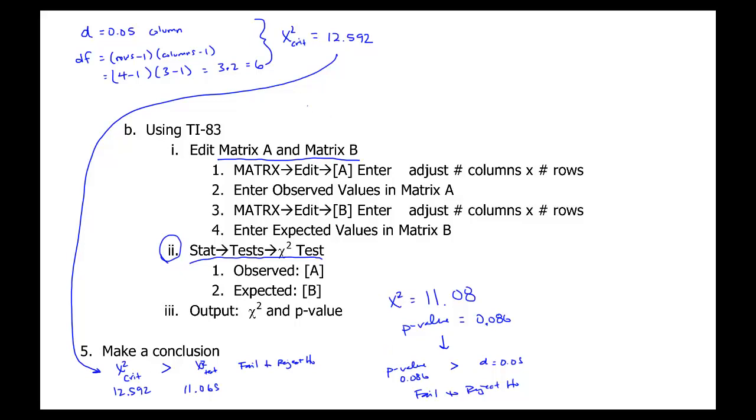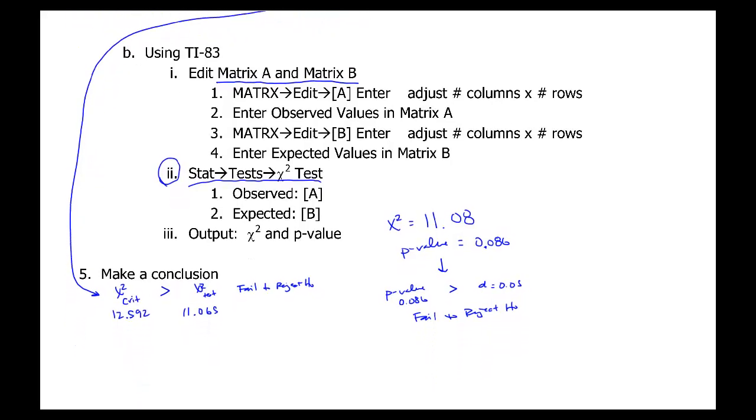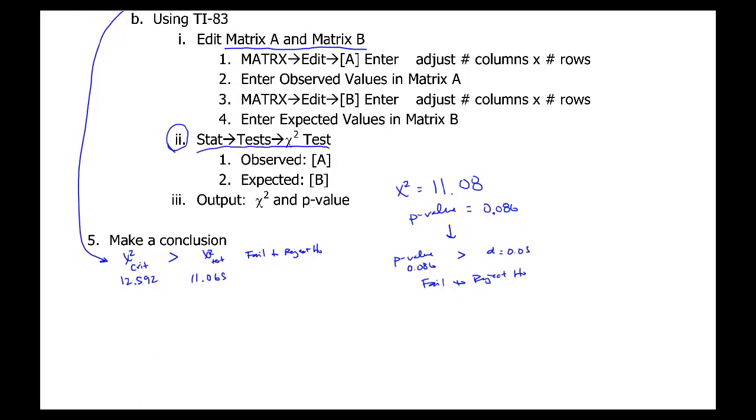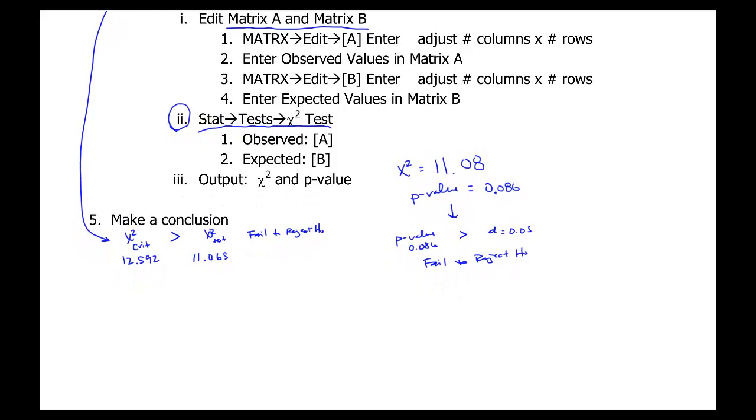You can calculate chi-squared by hand and compare it to the critical value in the table, or you can put your numbers into matrices and have your calculator do the chi-squared and p-value. Either way, we're getting a fail to reject the null hypothesis, so let's write that in a sentence. The null hypothesis was that the variables are independent, so that's what our conclusion should be.